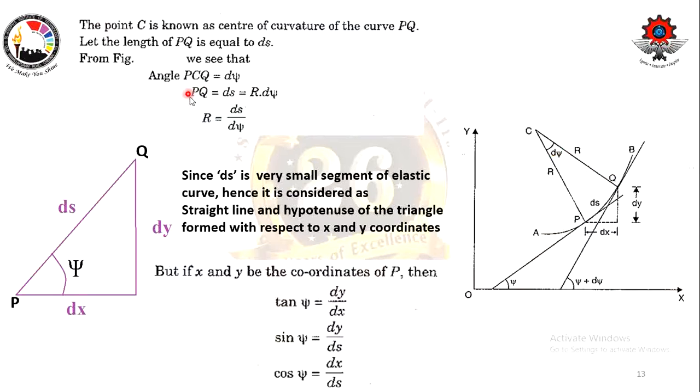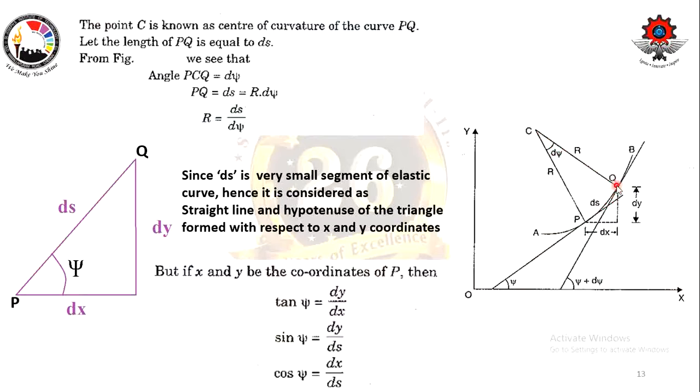And the angle PCQ is d psi, right? So PQ is equal to ds, and ds is equal to R into d psi. So this is a curve, PQ, and it is ds.